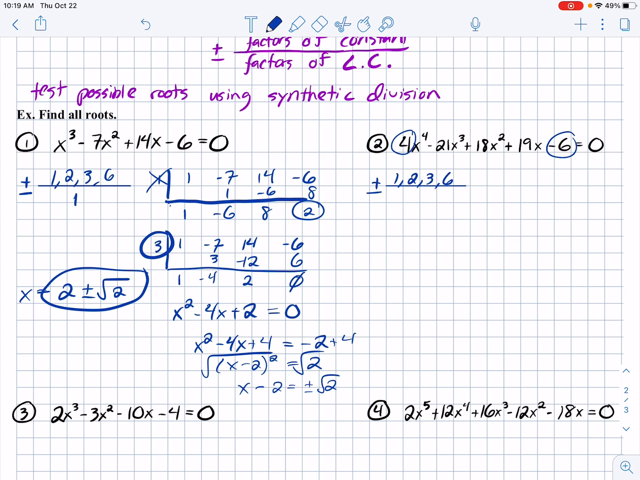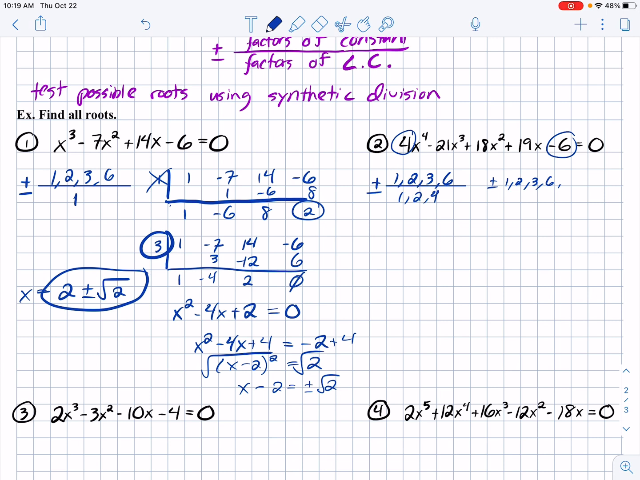So now instead of 1, we have factors of 1, 2, and 4. So the roots that we're going to test here, this is important, would be 1, 2, 3, and 6. But then we can also test these fractions. We can also test 1 over 2. 2 over 2, which is 1.